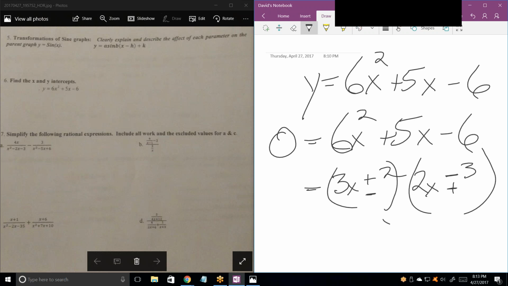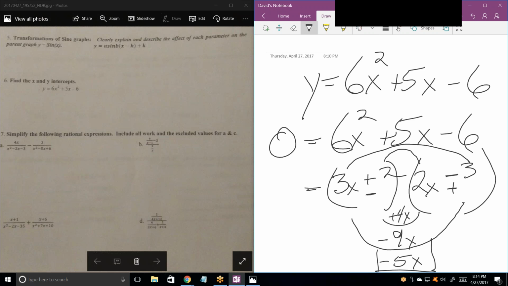Now, the goal here is to produce the middle term. What middle term does this produce? What's the top smiley face? Plus 4x. In other words, that smiley face means the product of those two. The bottom smiley face means the product of those two. That's minus 9x. Add those together, you get minus 5x. Well, that's not our middle term, but it's awfully close.